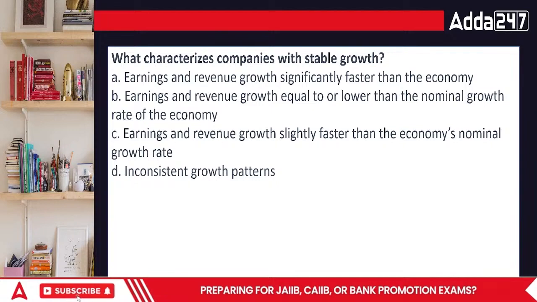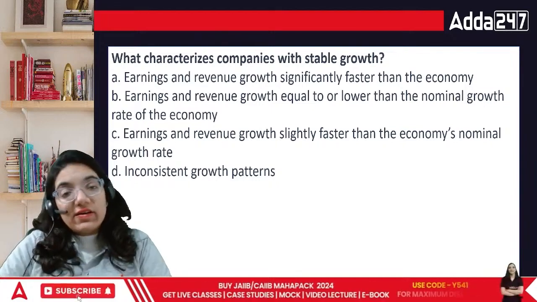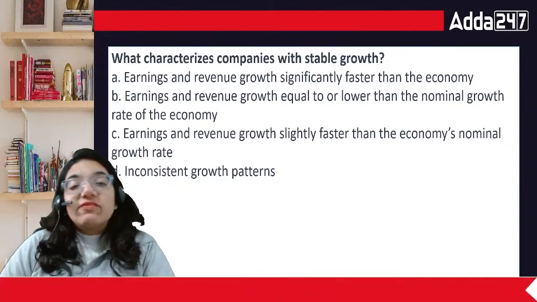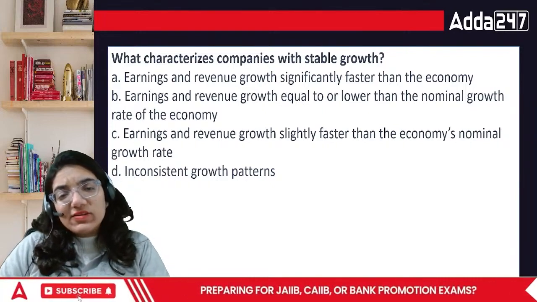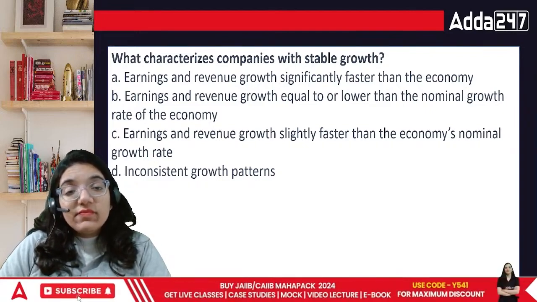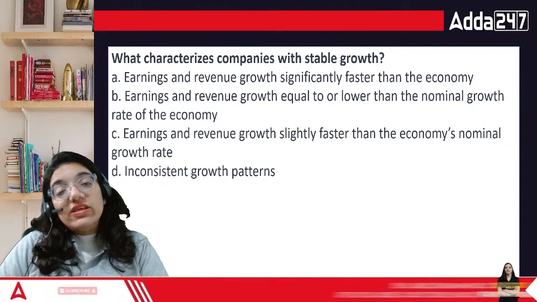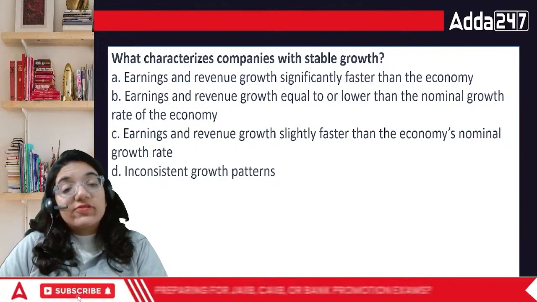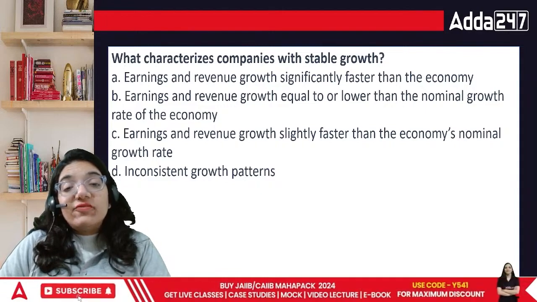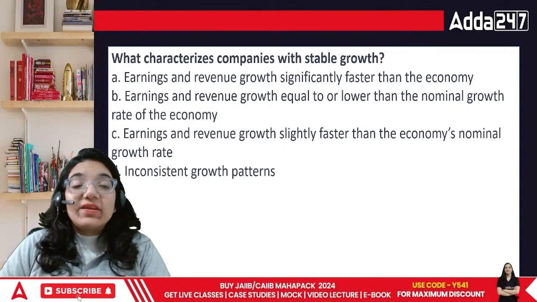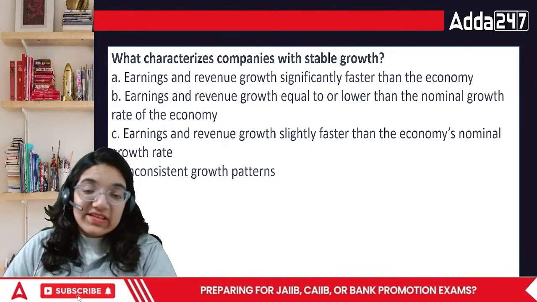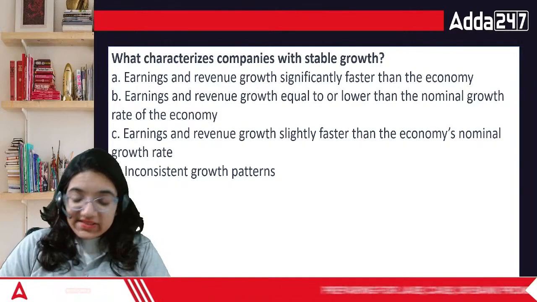Now done. Which particular organization, what characterizes a company with stable growth, everyone? Earnings and revenue both grow significantly faster than the economy. Then is earnings and revenue growth equal to or lower than the nominal growth rate of the economy. Then is earnings and revenue growth slightly faster than the economy's nominal growth rate. And the last one is inconsistent growth patterns. What would be the answer, everyone, in this case?